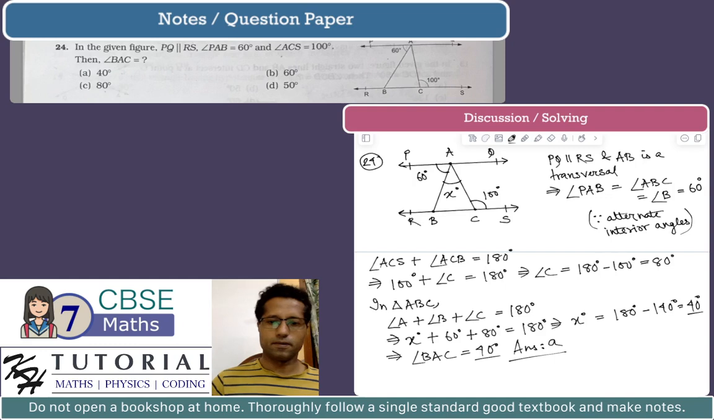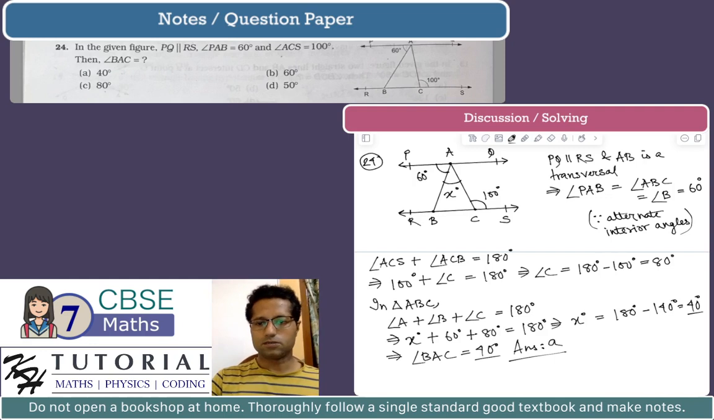Correct choice is A. So the concepts used in this problem were: a transversal intersecting two parallel lines, where the alternate interior angles are equal; the sum of a linear pair of angles is always 180 degree; and the sum of the three angles of a triangle is 180 degree. So these are the three concepts that we applied to solve this problem.